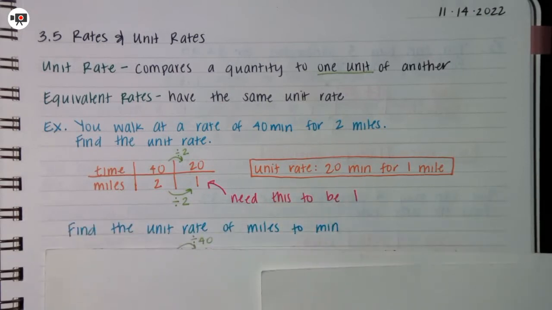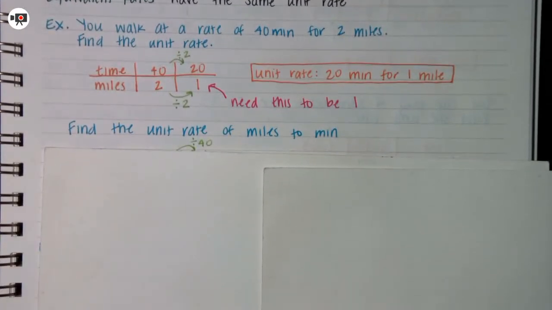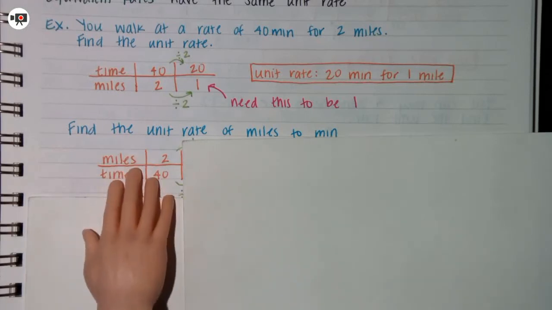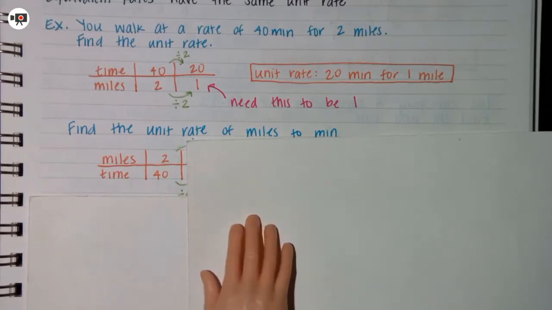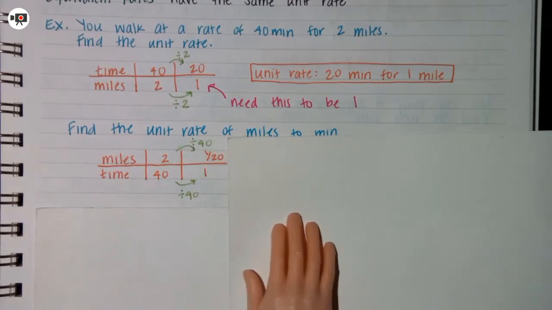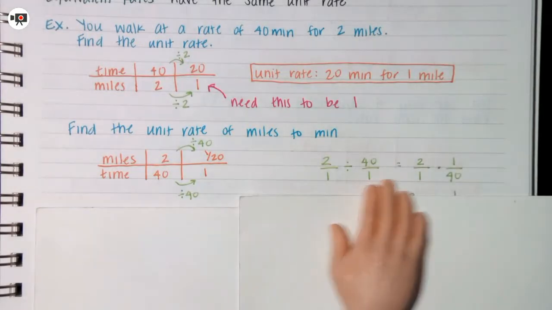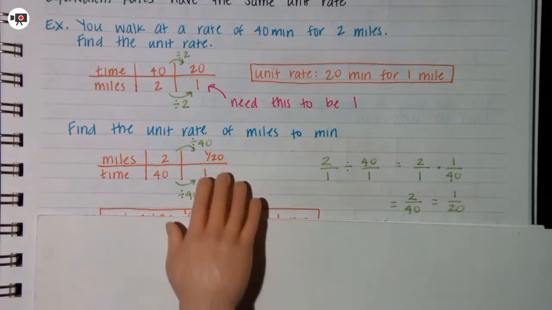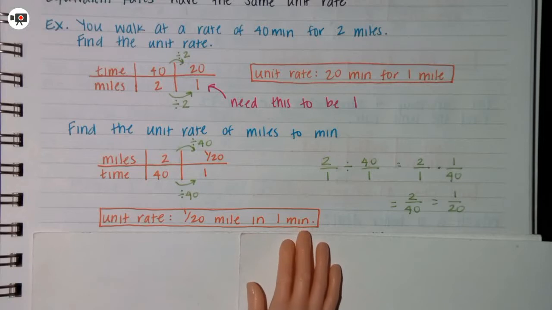We're going to find the unit rate of miles to minutes. So we're going to flip the table and do it the other way. So that means that I have miles on top, time on the bottom. So that is 2 miles in 40 minutes. I need 40 to be 1, so I divide by 40. And if I do 2 divided by 40, that is 2 over 40, which reduces to 1 over 20. So that's 1/20th of a mile in 1 minute.